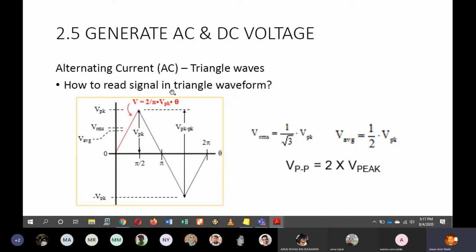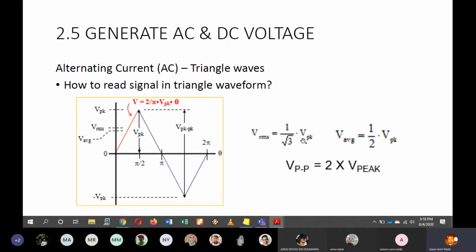Triangle waves. So how to read the signal in triangle waveform? So for V peak, you are still using the same way as for all the waveform calculations, how to obtain it from 0 up until the very tip of your waveform, the highest point. So that is your V peak. For V peak to peak, you just add up the positive and the negative part, you will get the V peak to peak value. For VRMS, it is 1 over square root 3, not 1 over square root 2. Okay, for sine waves just now, it is 1 over square root 2.